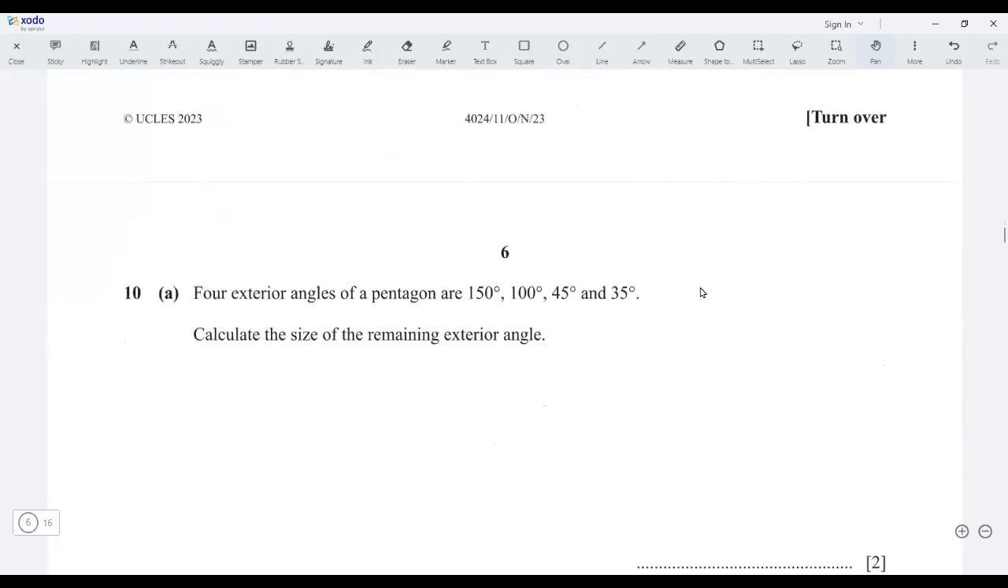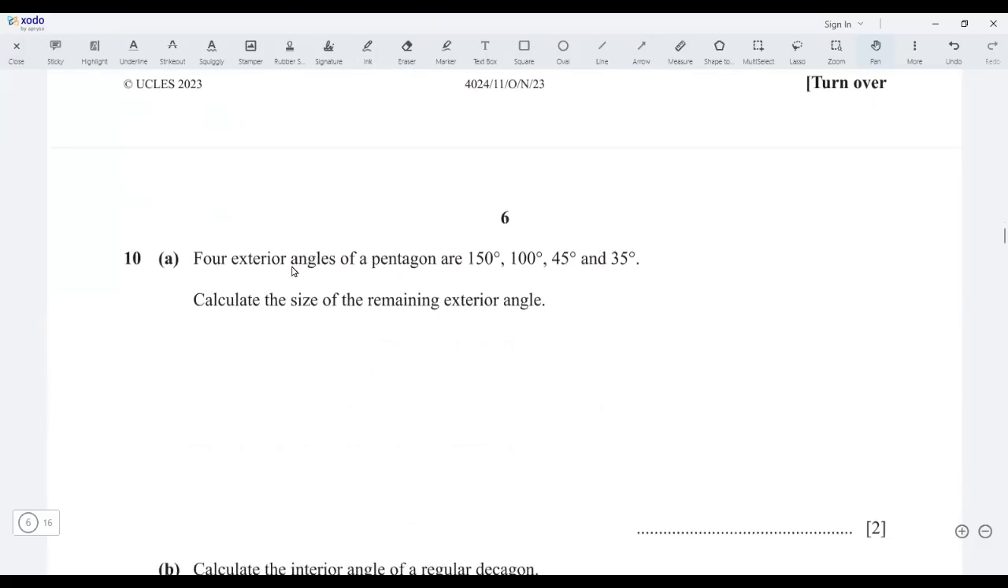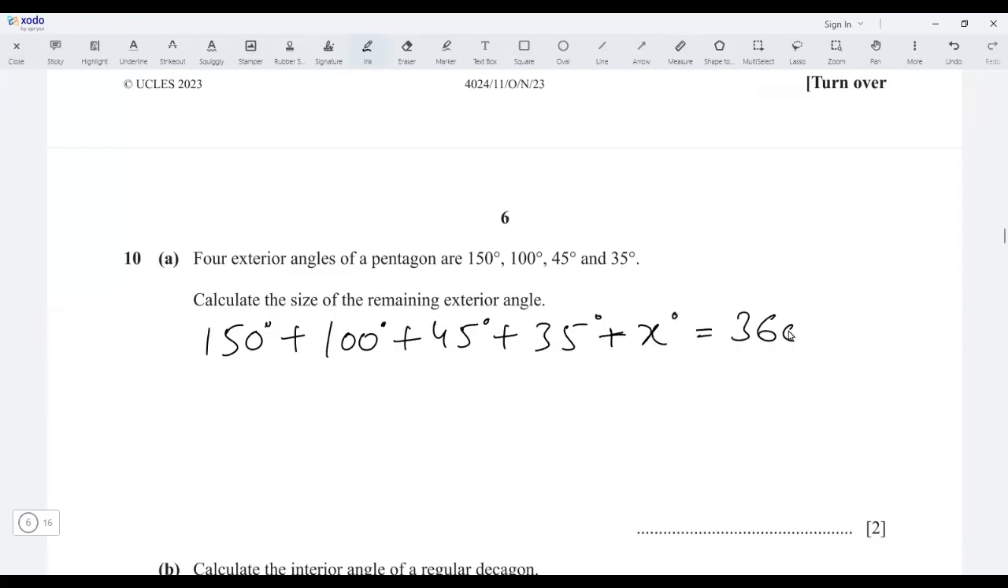So now moving towards question 10. All of these 4 angles that are given are the exterior angles for the pentagon. We need the size of the remaining exterior angle. We know that the exterior angles sum up to 360. So we have 4 of the exterior angles, and we have to sum them up: 50 degrees plus 100 plus 45 degrees plus 35 degrees plus x degrees. That's the 5th exterior angle we have to calculate, equals 360 degrees.